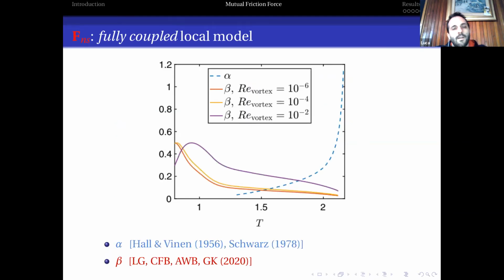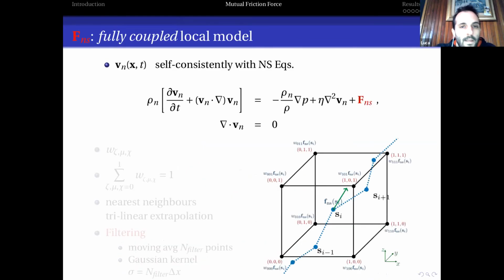Interestingly, if we compare the temperature dependence of the friction coefficients most responsible for dissipation, so beta in our case and alpha in the case of Schwarz, we see that we have a very different behavior. With increasing temperature, our coefficient beta decreases, while we know that alpha increases with temperature. I will also come back to this apparent paradox, showing that there is no paradox at all, later on.